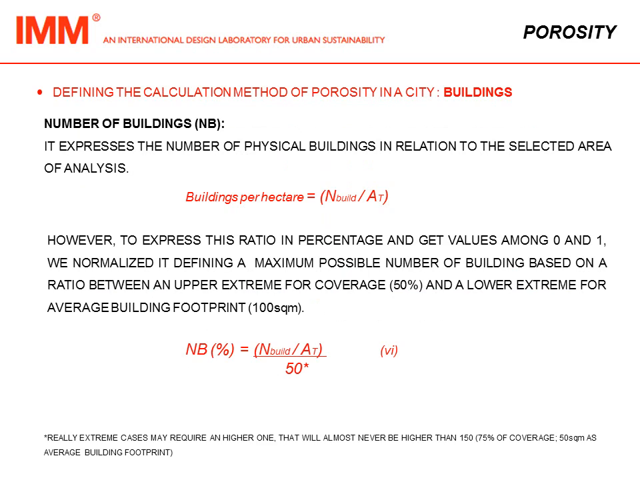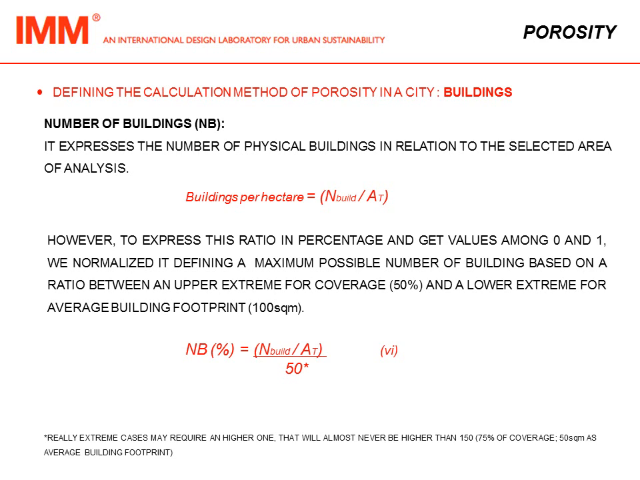The number of buildings value expresses the number of physical buildings in relation to the selected area of analysis, so buildings per hectare, number of total buildings divided by the total site area. However, to express this ratio in percentage and get values between 0 and 1, we normalize it, defining a maximum possible number of buildings based on a ratio between an upper extreme for coverage, for example 50%, and the lower extreme for average building footprint, 100 square meters.